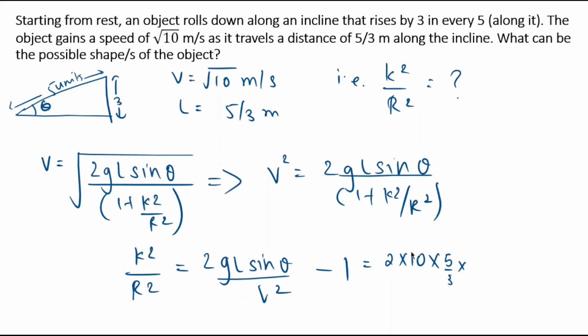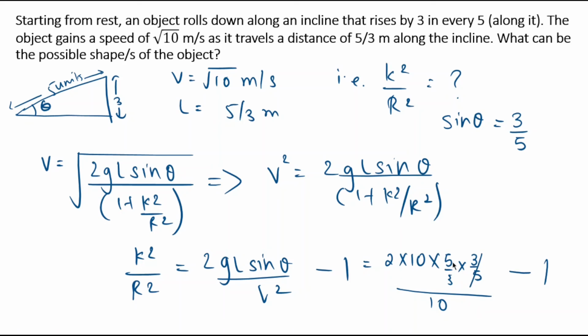Now let's look at this incline. So this incline will obviously have an angle theta. Now applying sin theta, we get sin theta as opposite upon hypotenuse. So opposite is 3 units and hypotenuse is 5 units. So sin theta will be 3 by 5. So putting the value of sin theta here, 3 by 5 upon v square. So v is root 10, so v square will be 10, minus 1.